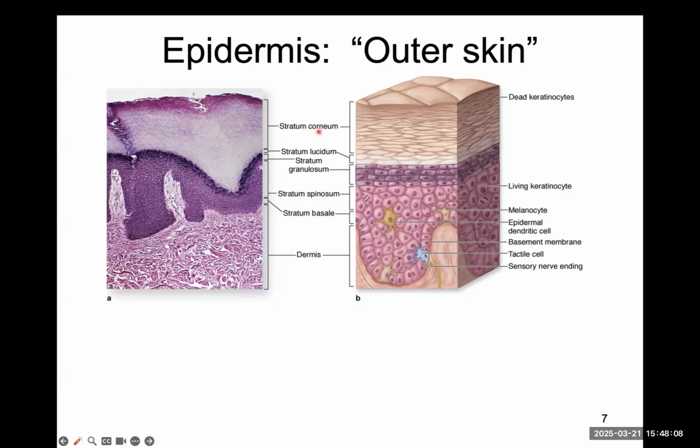So you have stratum corneum. The word strata means layer. So stratum corneum is one layer. Stratum lucidum, next one. Stratum granulosum, stratum spinosum, and then stratum basale to the basement. So it's a lot to remember.